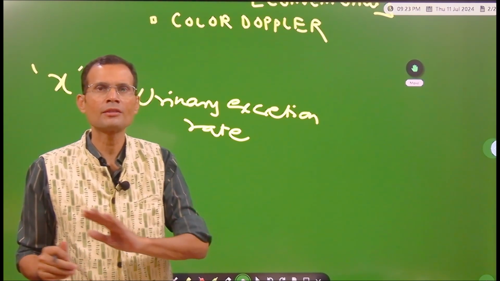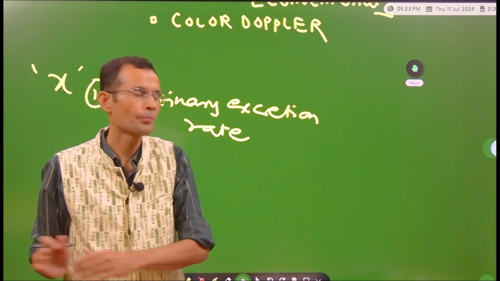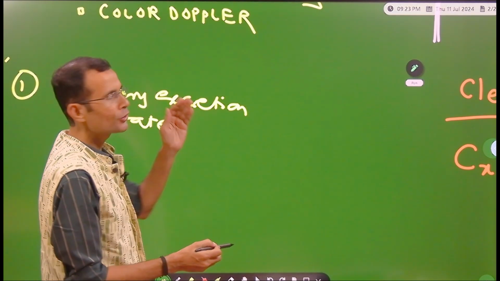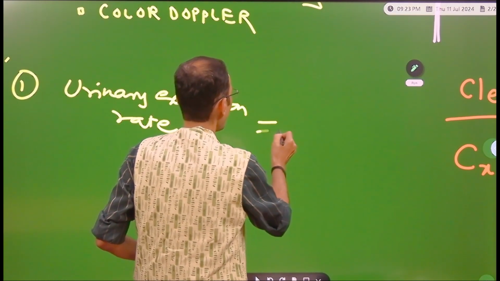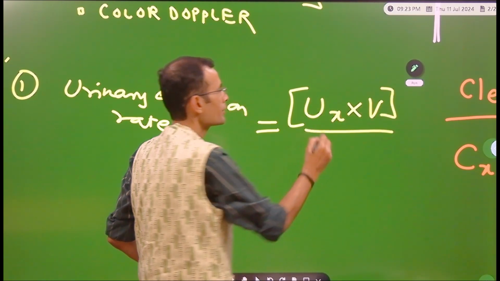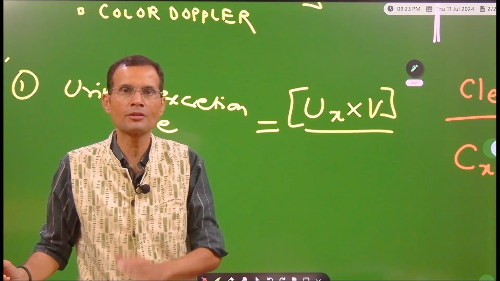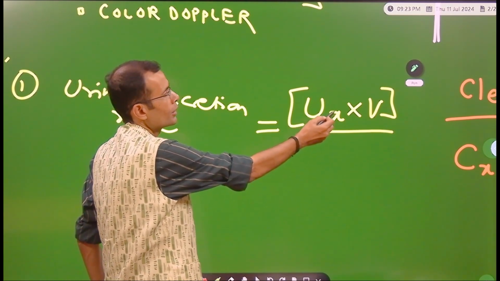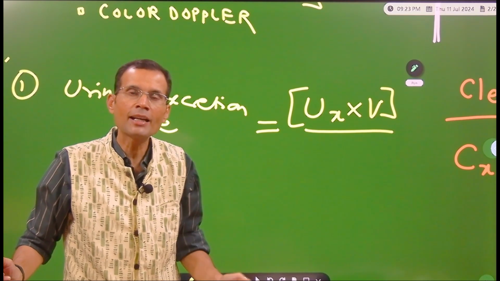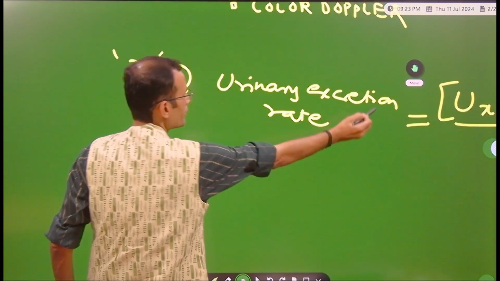Does not metabolize, does not handle it in any other way, simply excretes that substance into the urine. So consumption of X by the kidney will be same as its urinary excretion rate, and that we already know how to calculate. It is UX into V, total excretion rate of a substance into the urine. So this substance is consumed by the kidney, that is, it is excreted into the urine. That's the numerator.